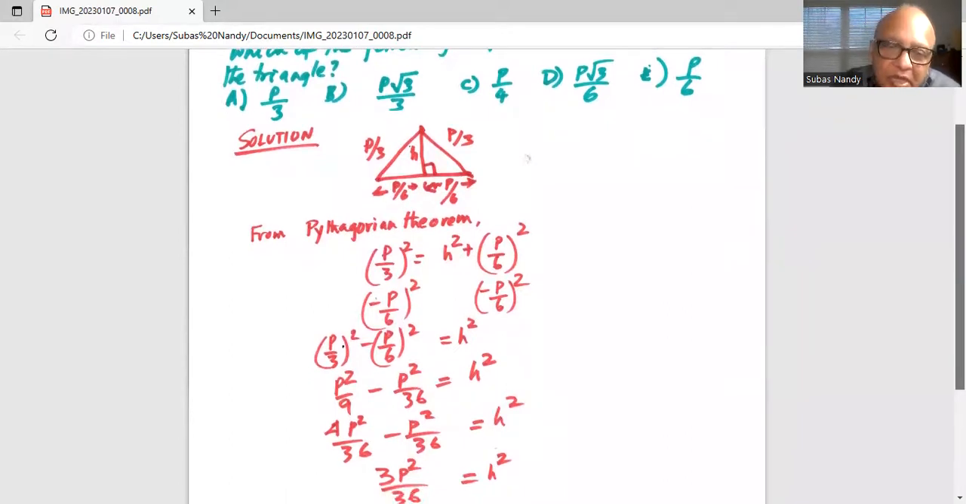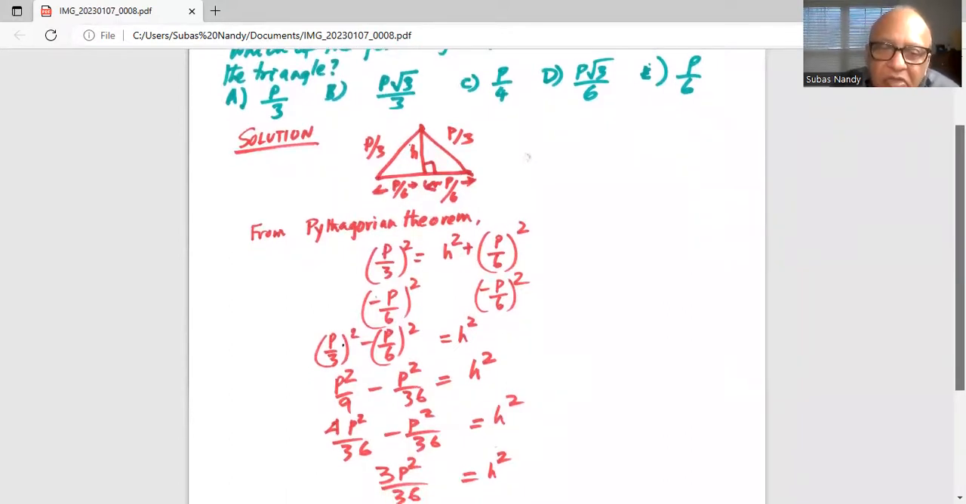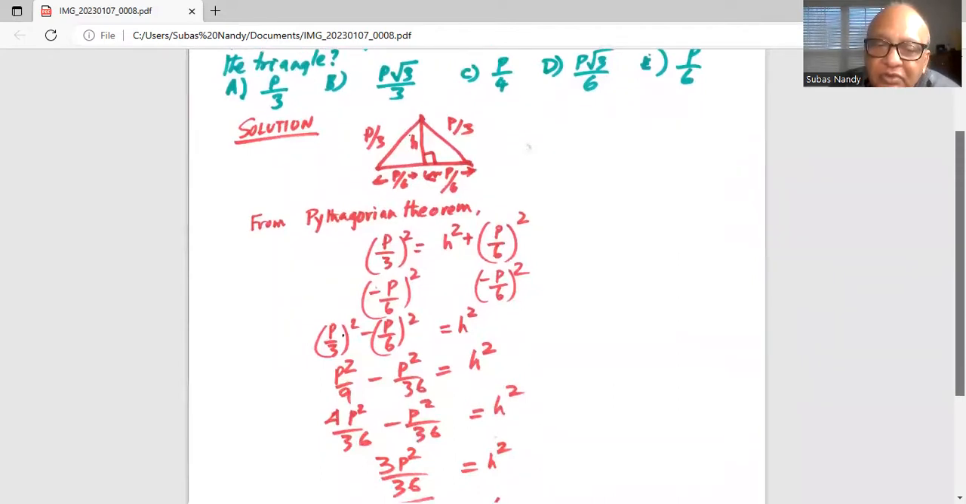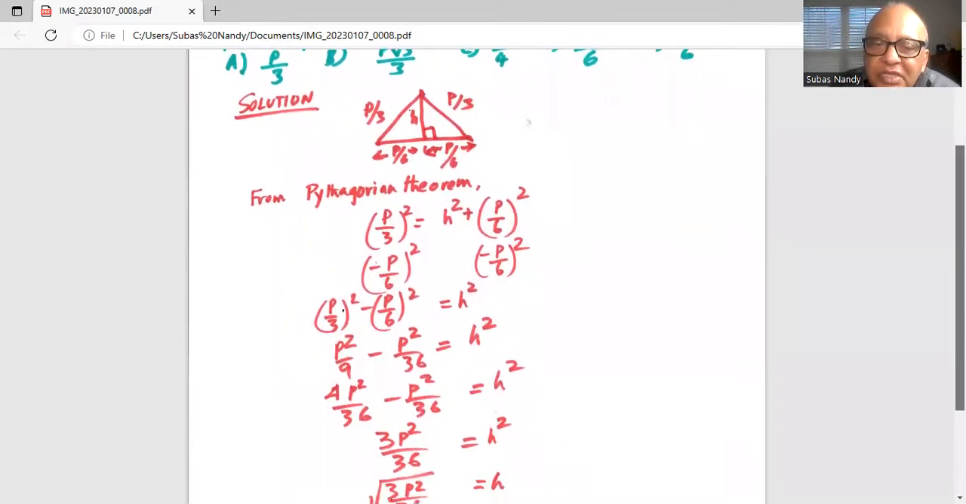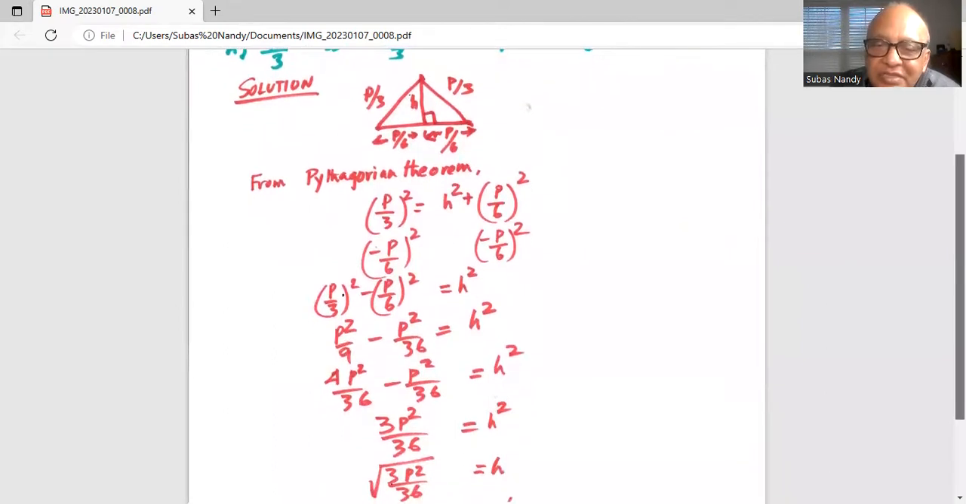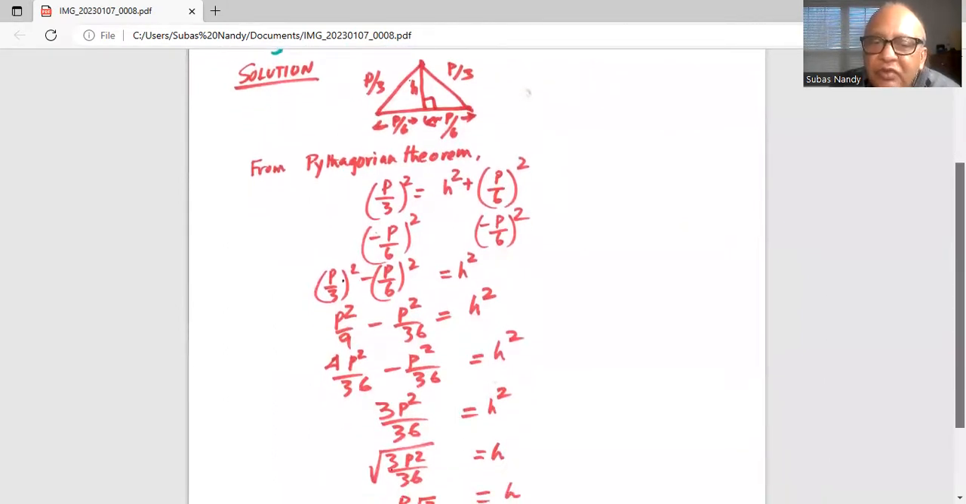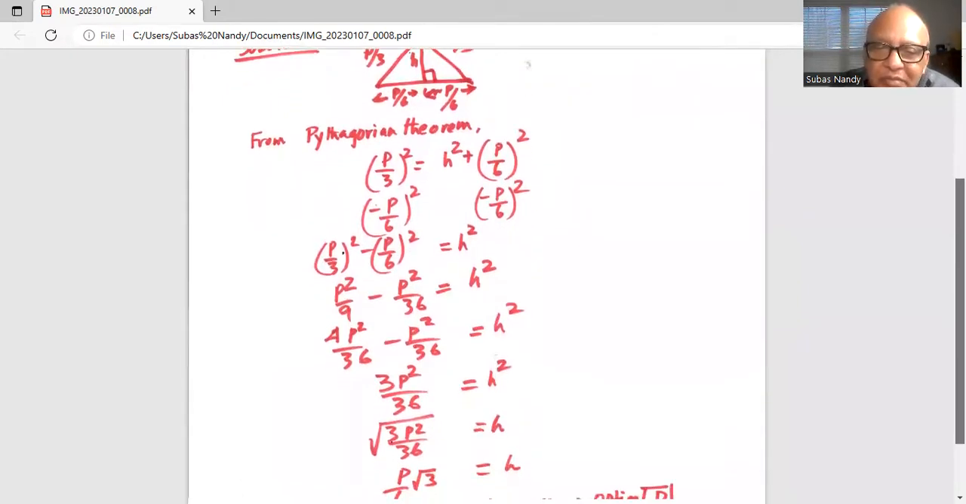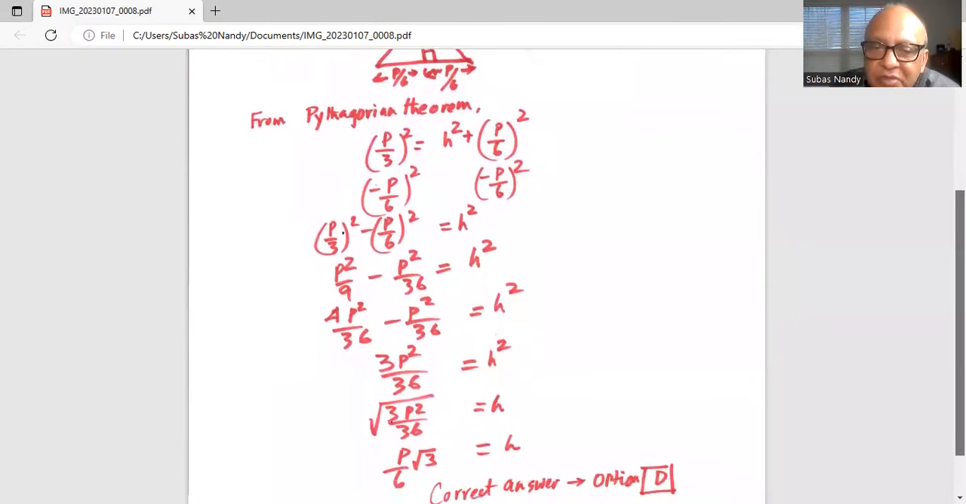Okay, so now I want to convert everything to the common denominator of 36. So 9 goes into 36 four times. Hence, if I make the denominator of the first term on the left hand side 36, that means I multiplied 9 by 4 in the denominator, so I have to multiply the numerator also by 4. So it becomes 4p square over 36 minus p square over 36 is equal to h square. Now 4p square minus p square is 3p square. 3p square over 36 is equal to h square.